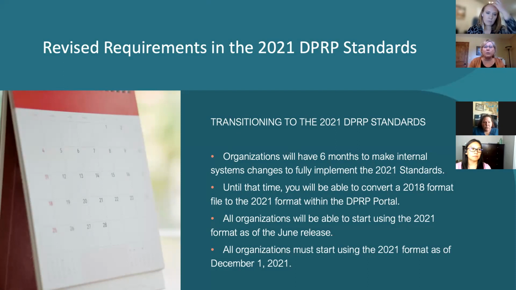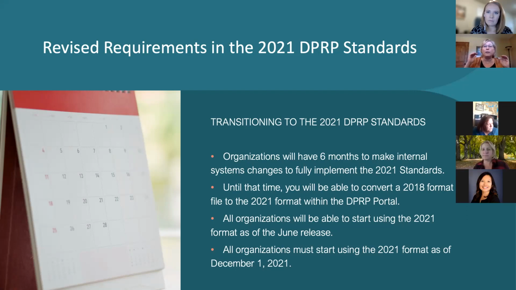All organizations will be able to start using that 2021 format. We were able to start using that as of June. And all organizations must start using that new 2021 format as of December 1st of 2021. So, to summarize, you can use your 2018 file, go into the portal, and it will convert it. There's a very detailed step-by-step process for you. Or you can convert it to the 2021 and go ahead and import it that way. But by December 1st, you will have to have the new format.